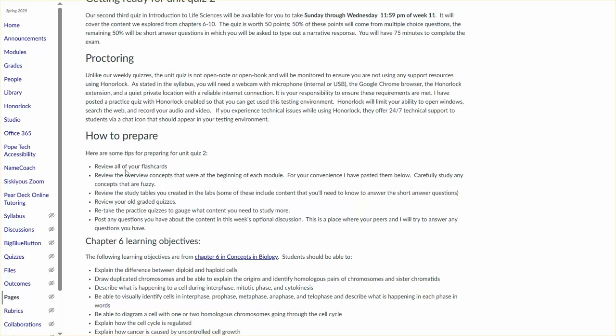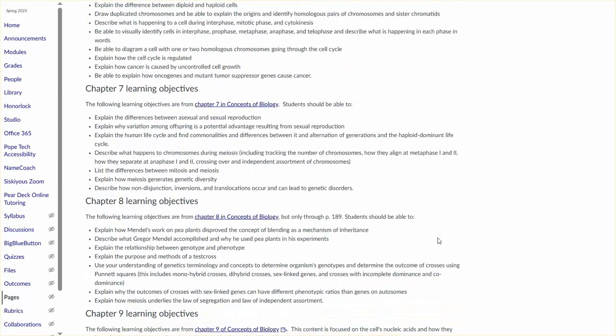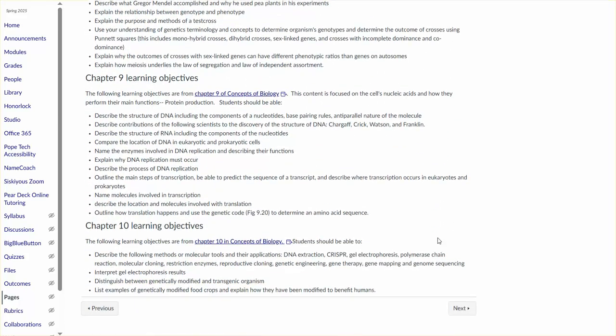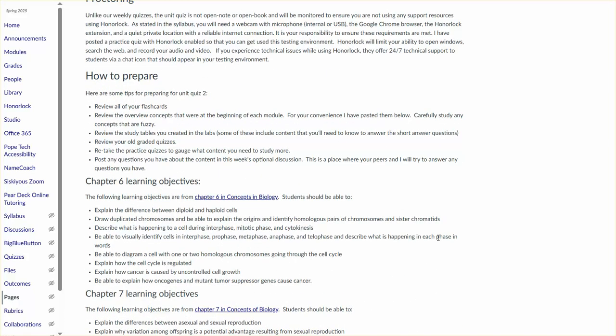Here's some tips about how to prepare. Review the flashcards that you've made every week based on the terms that I've given you in the content pages. Review the concepts that are fuzzy, so go through the chapter 6 through 10 learning objectives that are listed here. And if any of them don't sound familiar to you, go back to the book, relearn the material. I highly recommend that you review the study tables that you created in lab, study tables and diagrams.